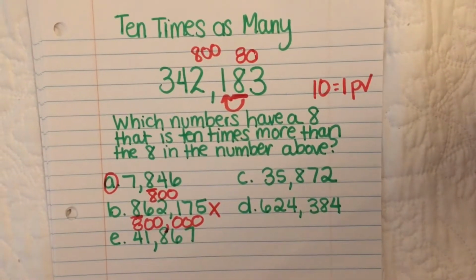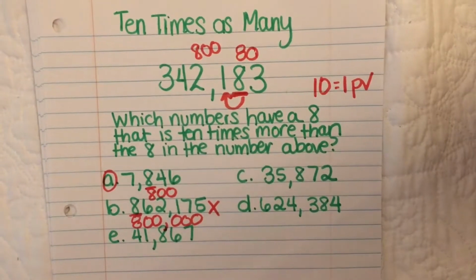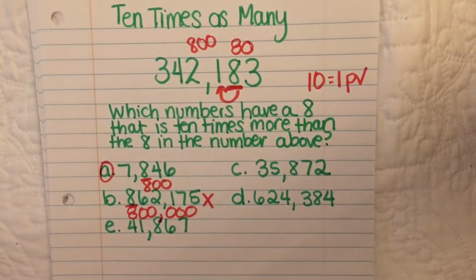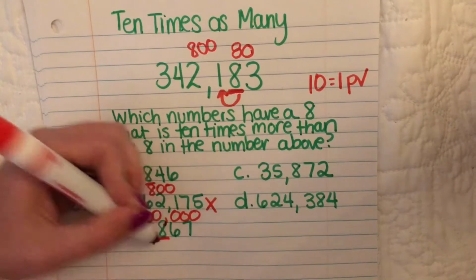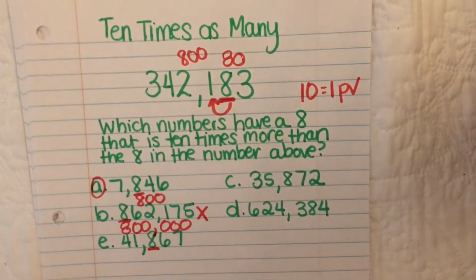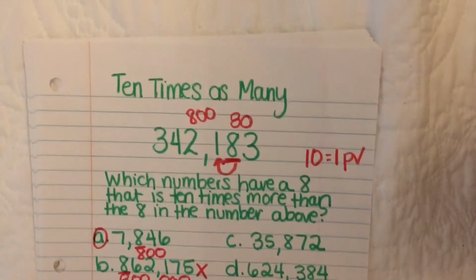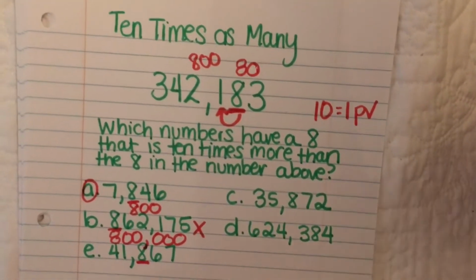Going over, I guess I'll jump down to E at this point. So where's the 8? Here it is. No other numbers matter, just this 8 and what's its value. So the value of this 8 is 800.